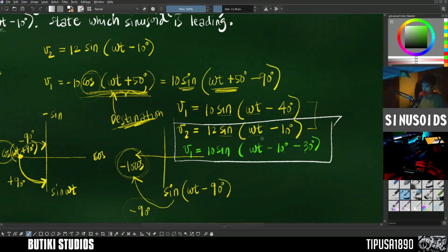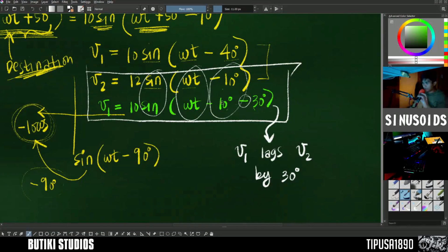We can compare them because basically they are the same. They only differ here by this negative 30 degrees, which means our V1, since it is minus, it lags. So to say, V1 lags V2 by 30 degrees. So V1 is the one that is late. It lags because of this negative 30. Otherwise, if it were positive, V1 would lead.